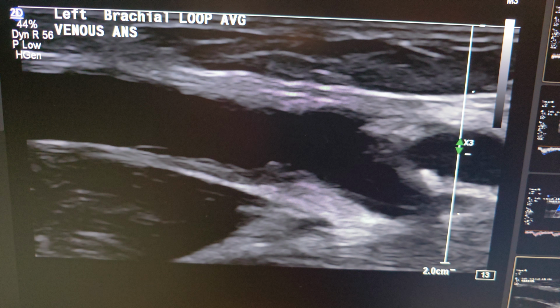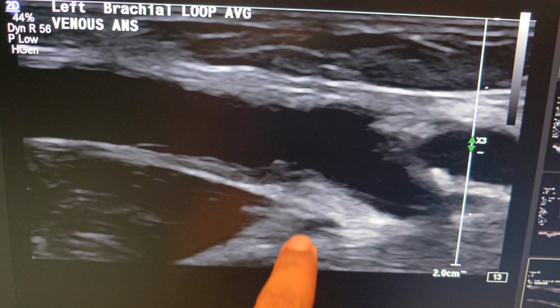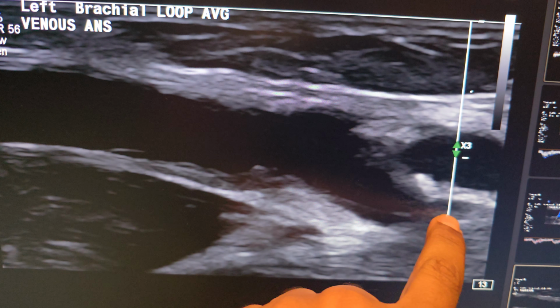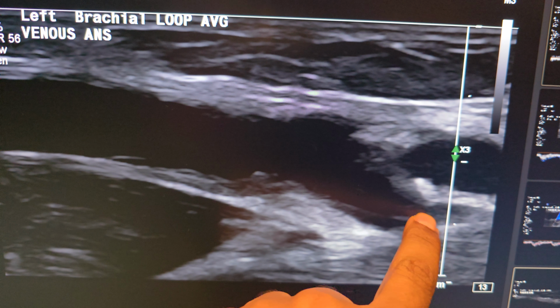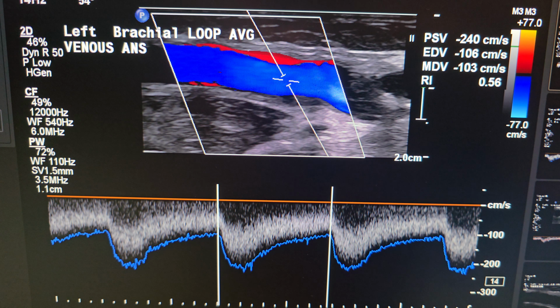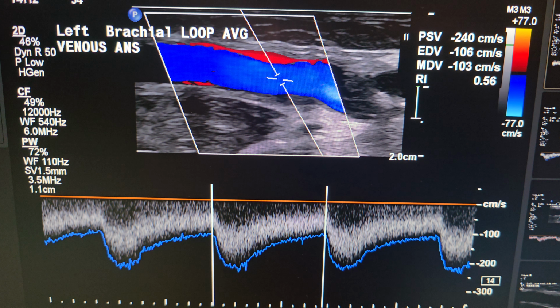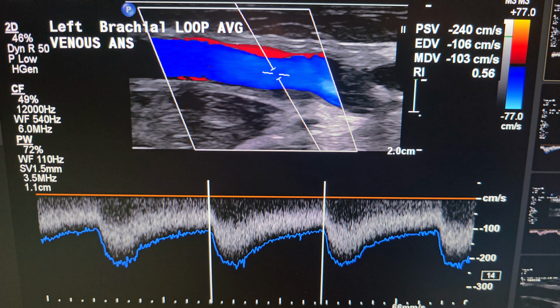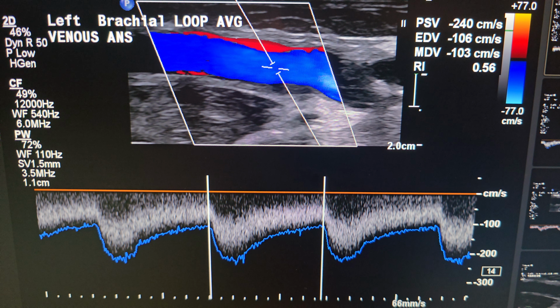Now we move to the venous anastomosis, and it will be at this area. But after that we can see that the brachial vein seems to be narrow. So by color and pulse wave, the venous anastomosis is patent with no sign of any stenosis.